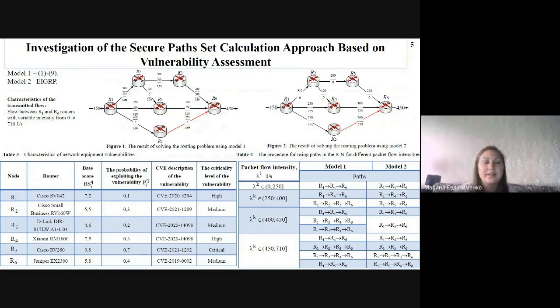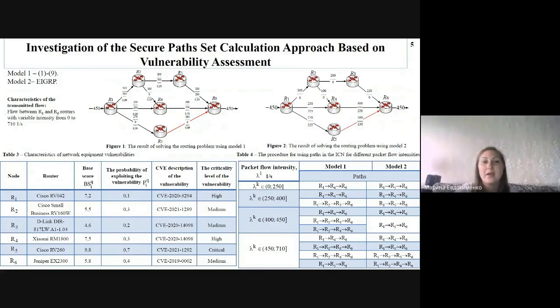the initial data and characteristics of network equipment vulnerabilities. In this table, each node of the network has a description of existing vulnerabilities according to the CVE database of well-known information security vulnerabilities.